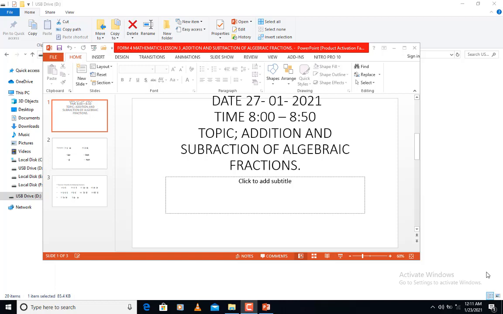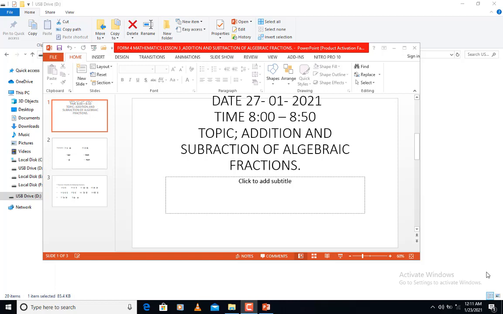In this lesson, we are still talking about addition and subtraction of algebraic fractions. That is the new concept. This concept is under algebraic fractions. So in this topic, algebraic fractions, we are going to discuss addition and subtraction. How do we add and subtract algebraic fractions?